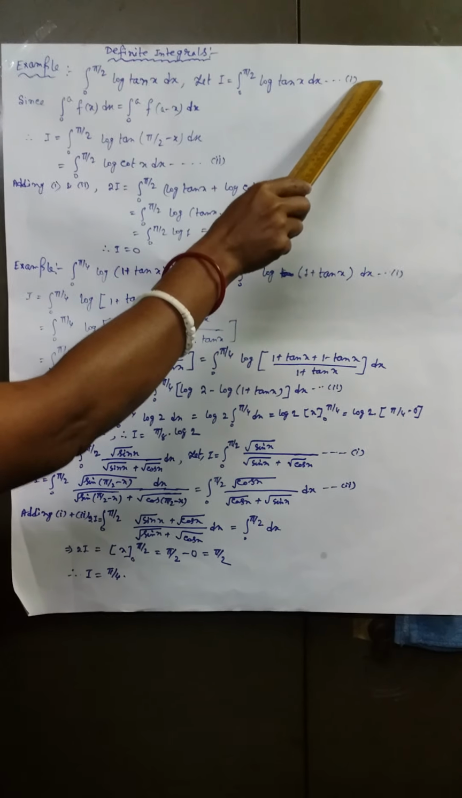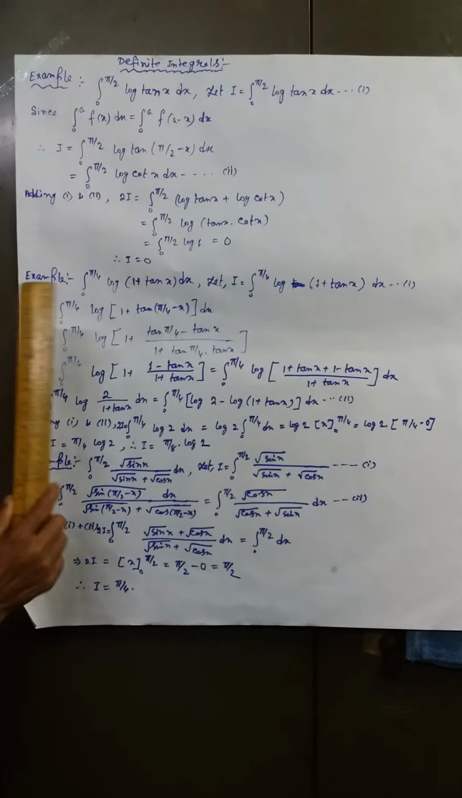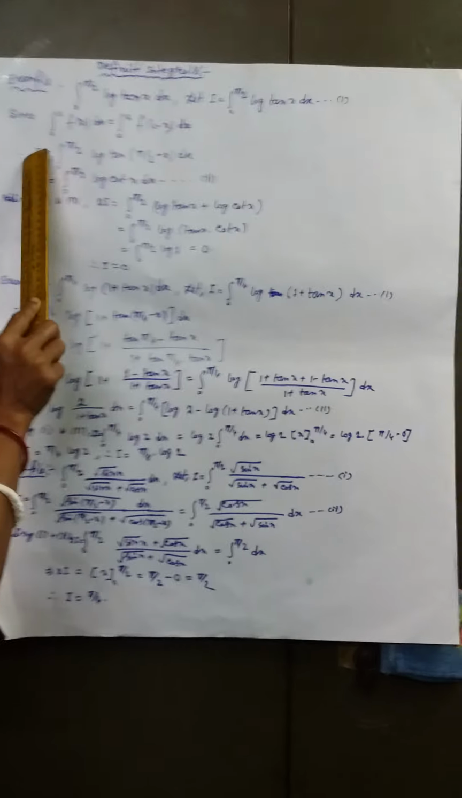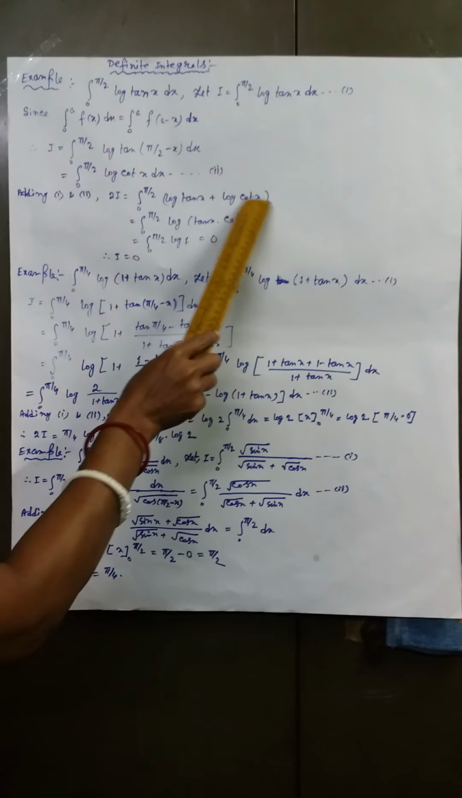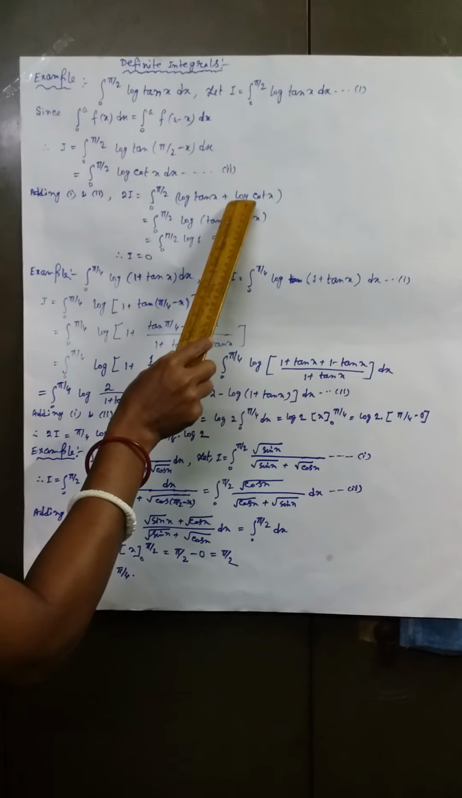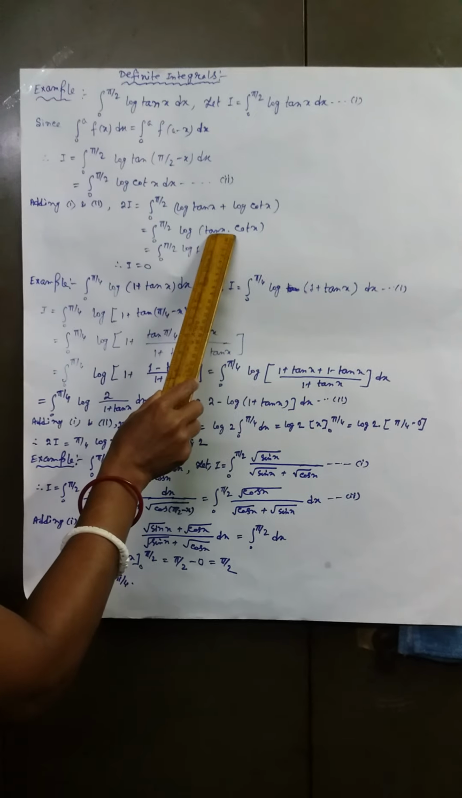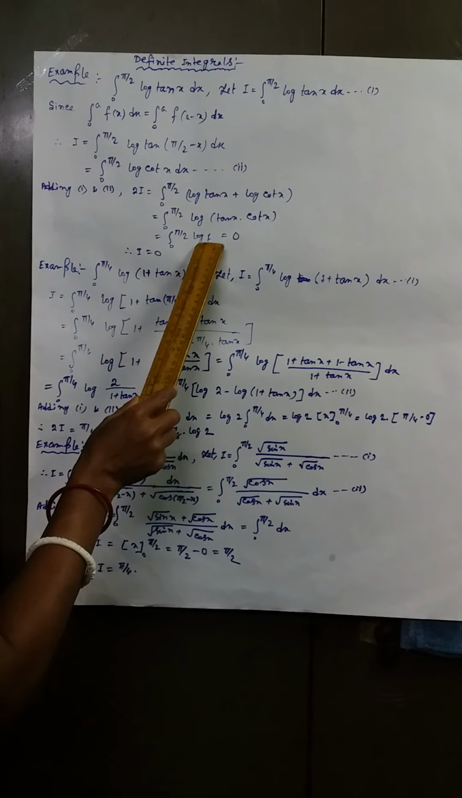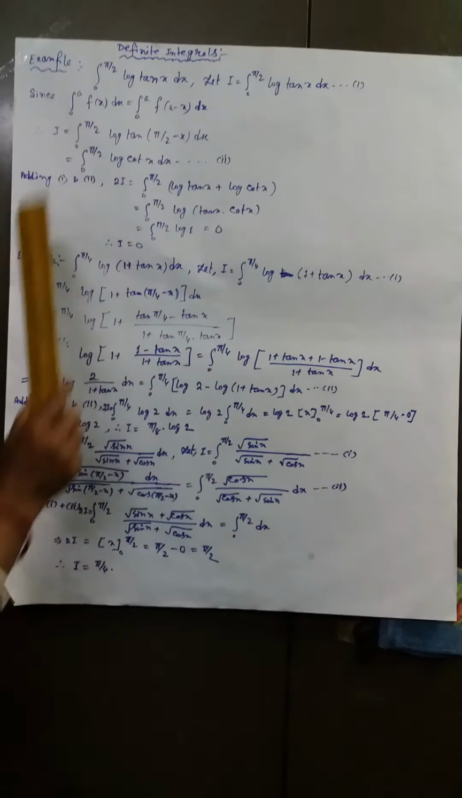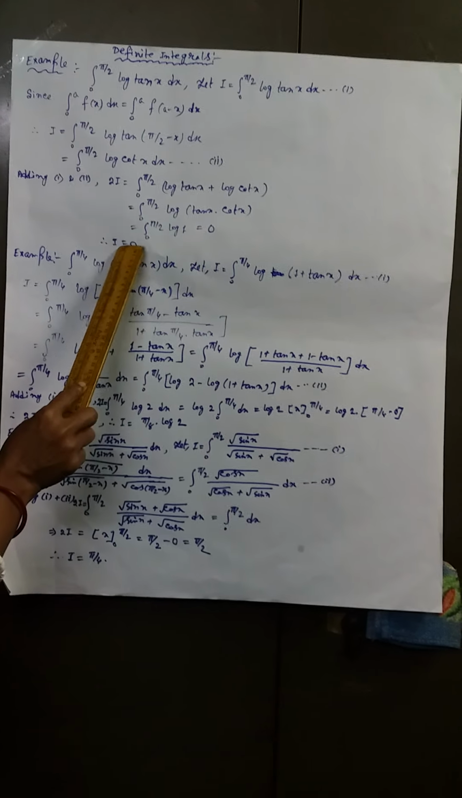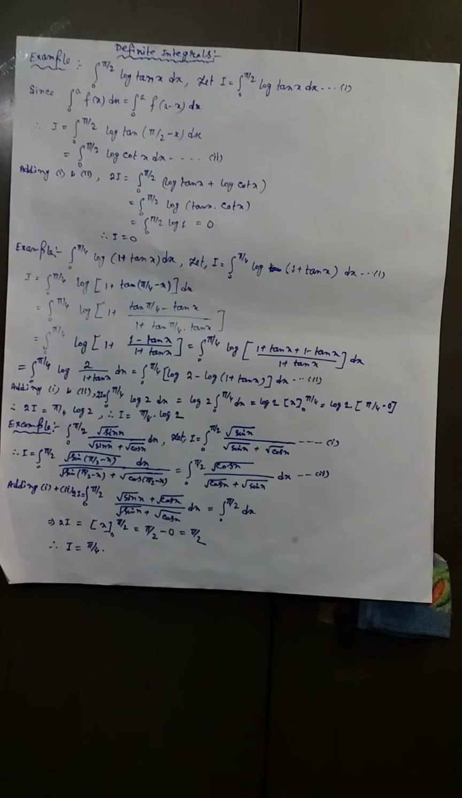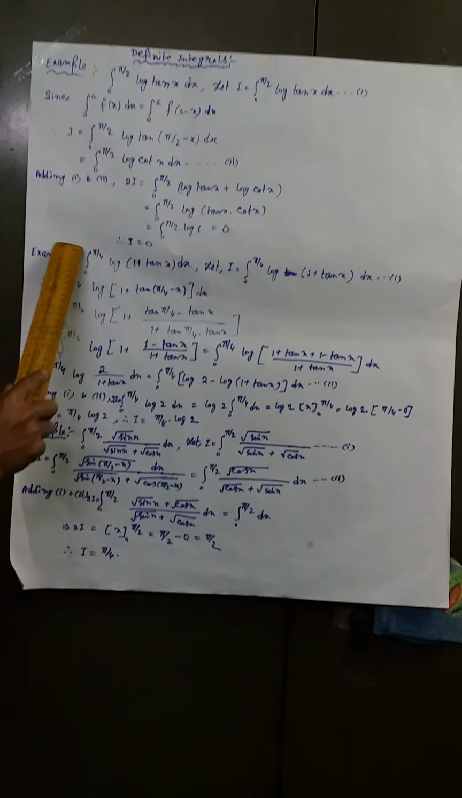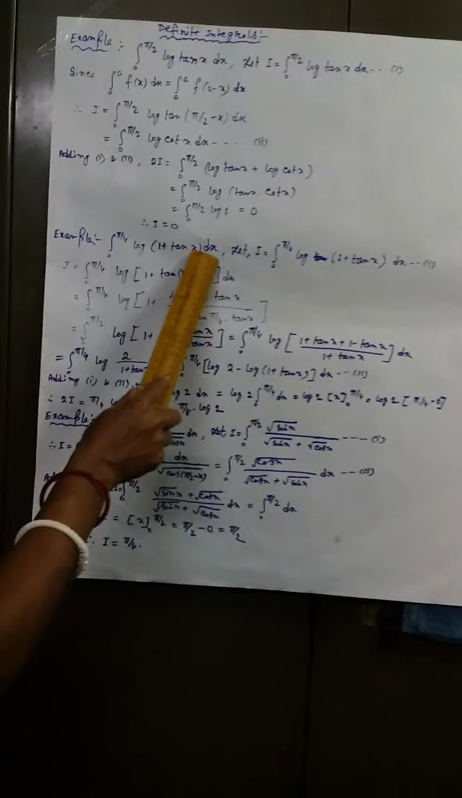Now adding equation number 1 and equation number 2, we get what? This is I, this is also I, that is I plus I, 2I. Now the integral from 0 to pi by 2 of log tan x plus log cot x, then log tan x plus log cot x equals log of tan x into cot x, which is equal to 1, that is the integral from 0 to pi by 2 of log 1, and the value of log 1 equals 0, so the value of the integration I equals 0.